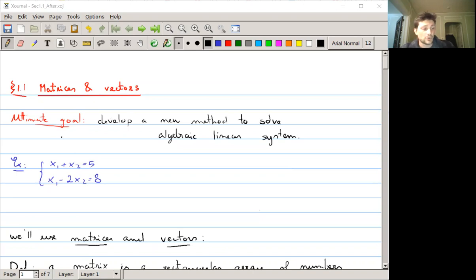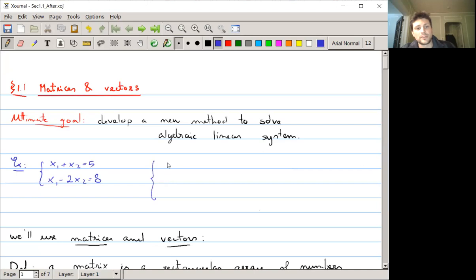And the real goal of linear algebra, per se, is to develop a new way to tackle algebraic linear systems. We've been working with linear systems for a while. Here's a little example of one. A linear system is just a set of equations where the variables appear in linear terms, meaning there are no exponents in them. I can give you another example of a linear system.